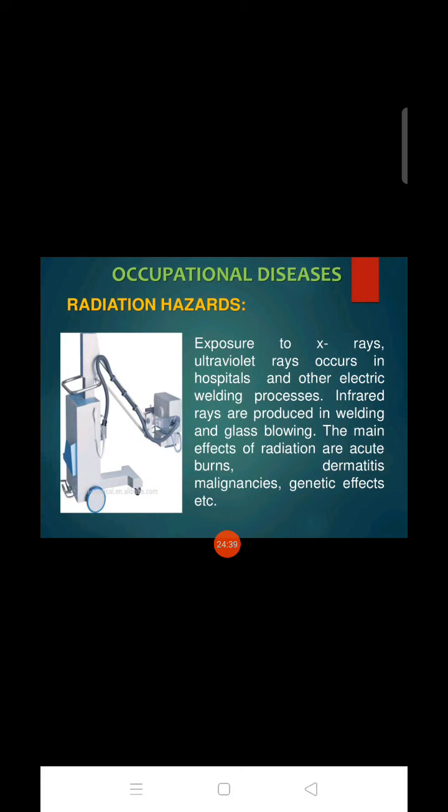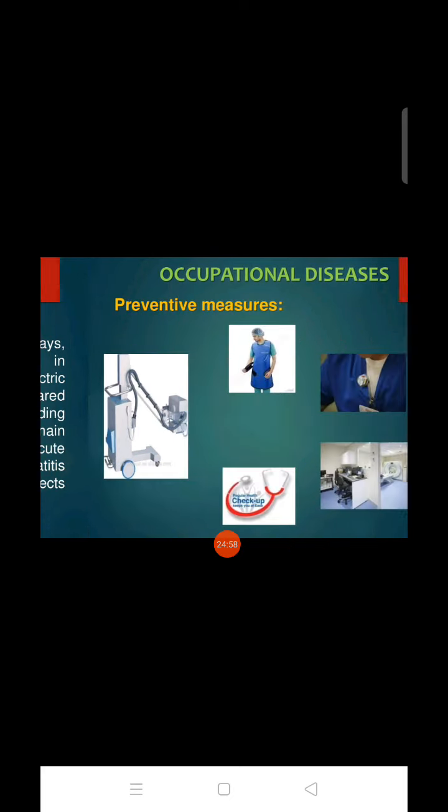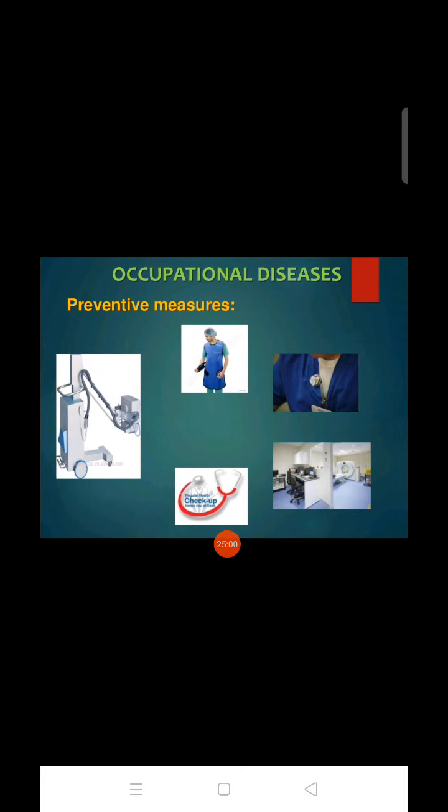Radiation hazard: exposure to X-rays and ultraviolet rays occurs in hospitals and in electrical welding processes. Infrared rays are produced in welding and glass blowing. The main effects of radiation are acute burns, dermatitis, malignancy, and genetic effects. If there is exposure to these kinds of rays, these kinds of problems can arise. These are the preventive measures.